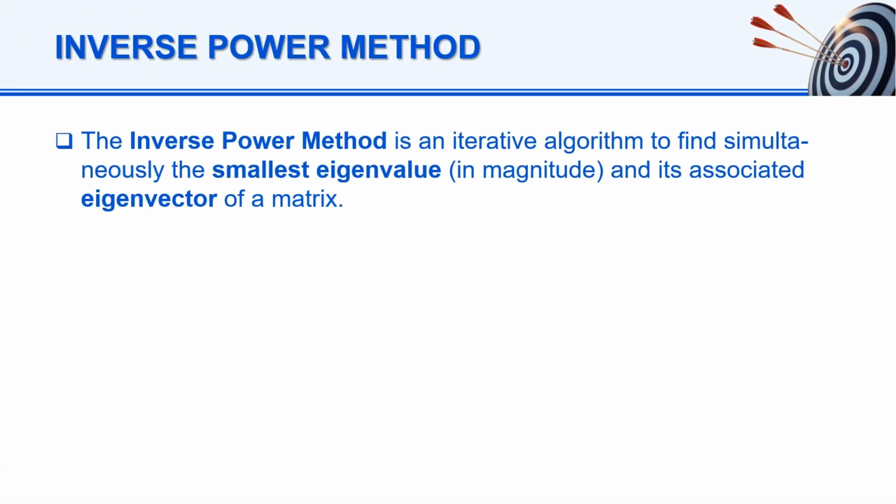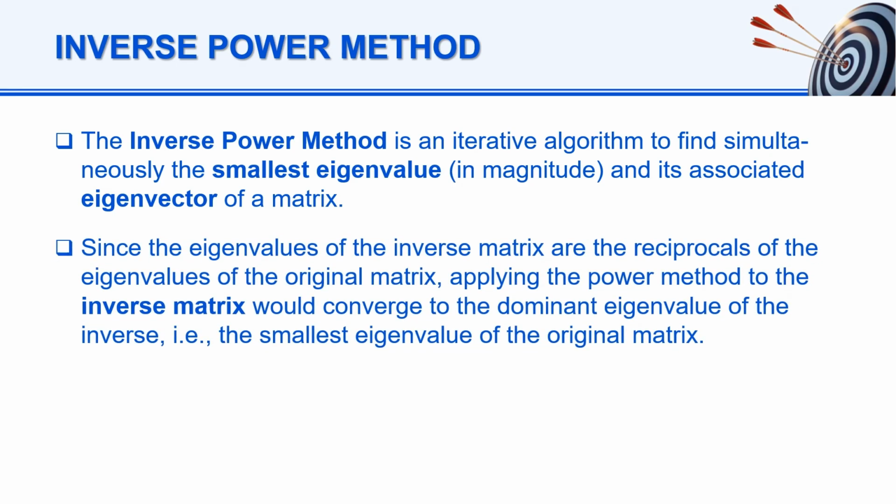The inverse power method is an iterative algorithm to find simultaneously the smallest eigenvalue in magnitude and its associated eigenvector of a matrix. Since the eigenvalues of the inverse matrix are the reciprocals of the eigenvalues of the original matrix, applying the power method to the inverse matrix would converge to the dominant eigenvalue of the inverse, i.e., the smallest eigenvalue of the original matrix.